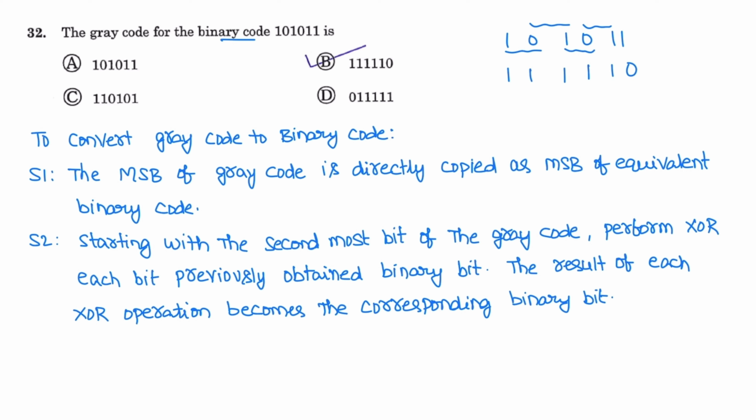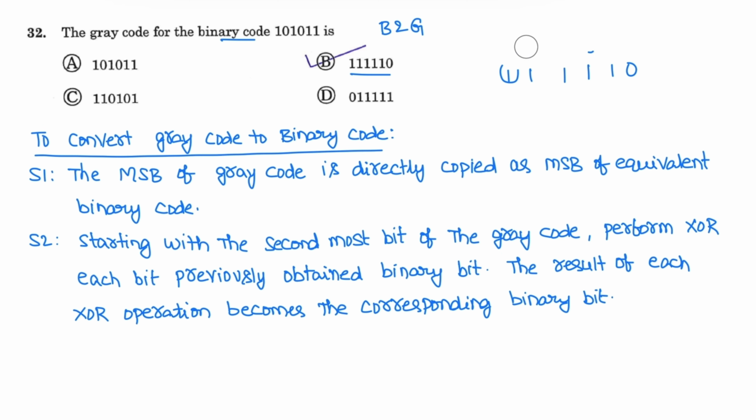So this is binary code to gray code. The theory given here is gray code to binary code conversion, which is the reverse process. The question here is to convert binary code to gray code. So take the MSB bit as it is and perform XOR operation on two consecutive bits, which results in the gray code. So the correct option is B.